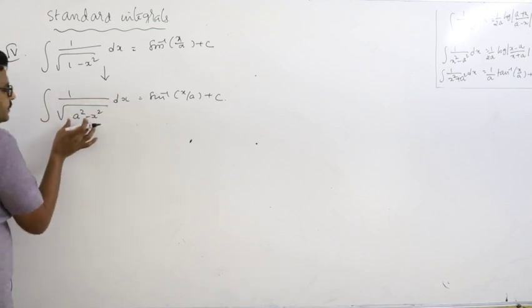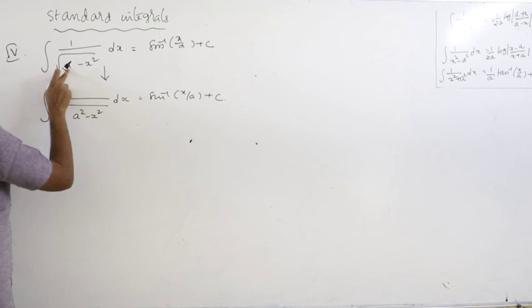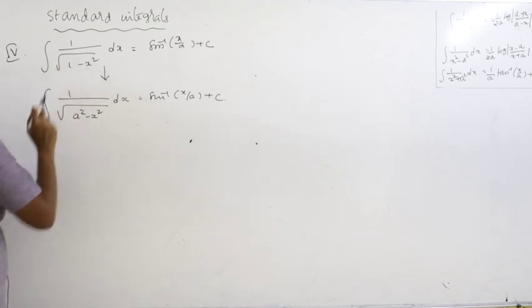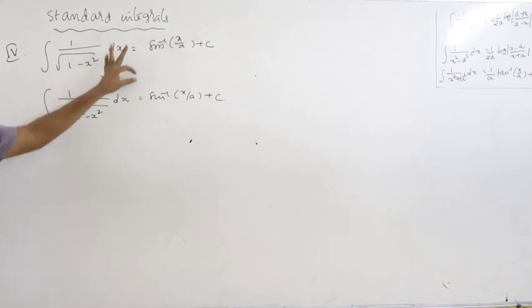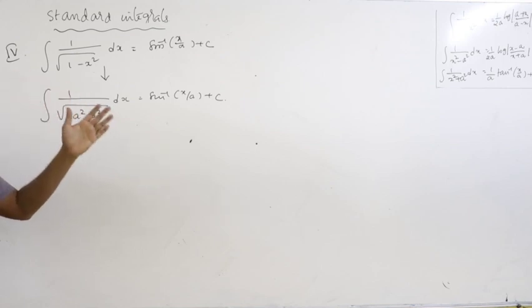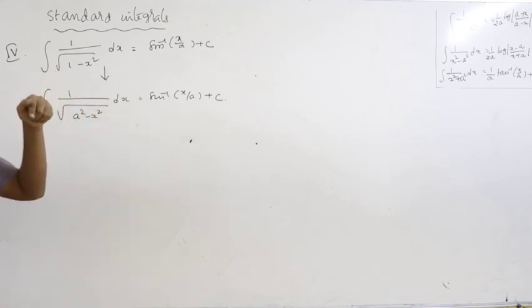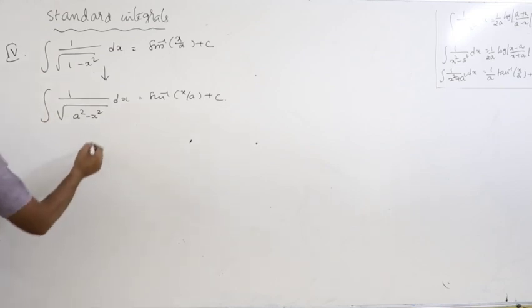So, if we don't know this formula, we just think about the basic model, root of 1 minus x square. That is the derivative of sine inverse x. So, its integration is sine inverse x, which is connected to this a square minus x square. Yes, this is of the form 1 by root of 1 minus x square. So, there is a chance in terms of sine inverse like this.